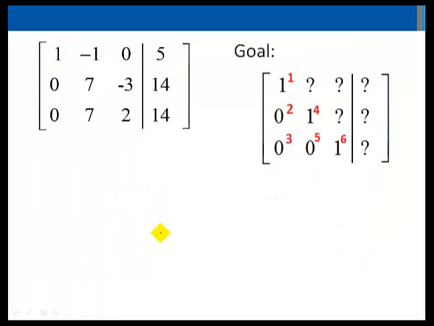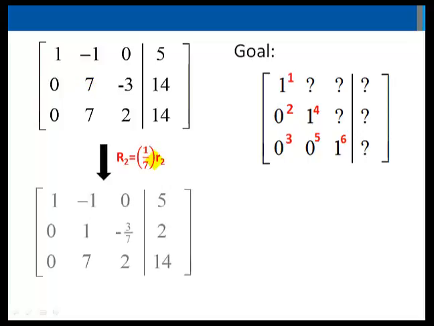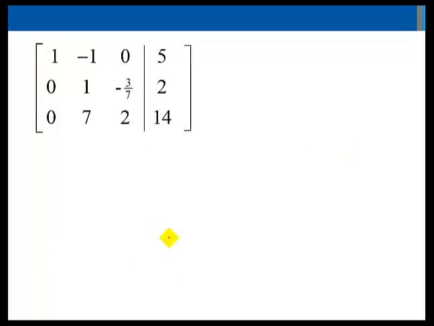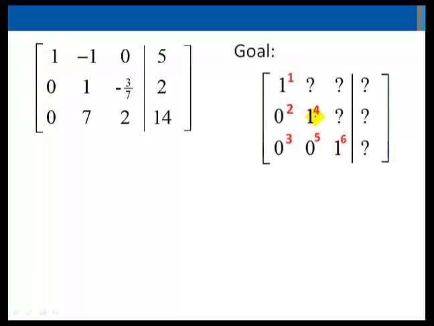The next thing we want to get is a 1 in row 2, column 2. So to change the 7 into a 1, I can multiply the second row by 1/7. And I will then have a second row of 0, 1, negative 3/7, 2. Next, below this 1 that we just found, I want a 0. So to turn this next 7 into a 0, I will take row 3 plus negative 7 times row 2.